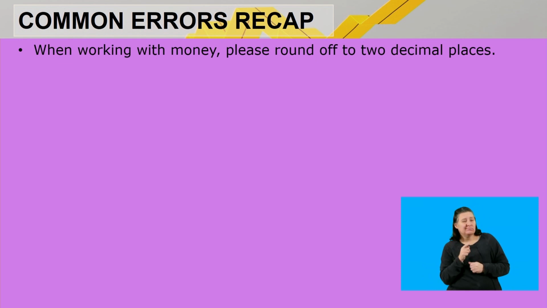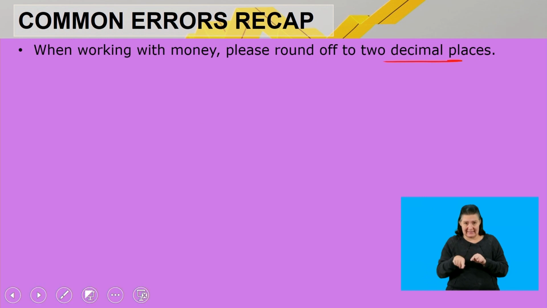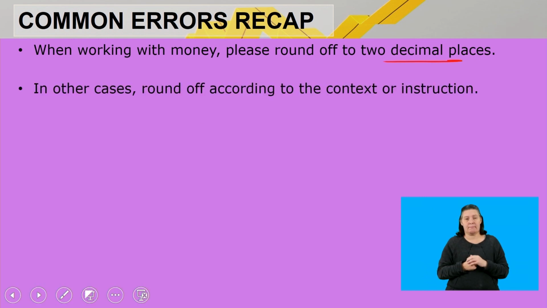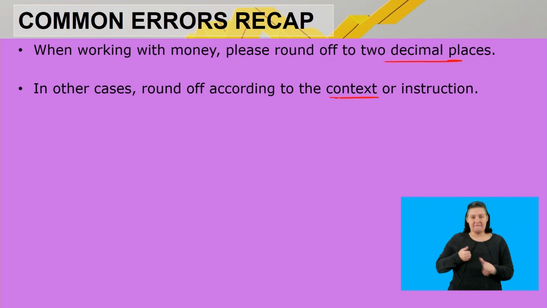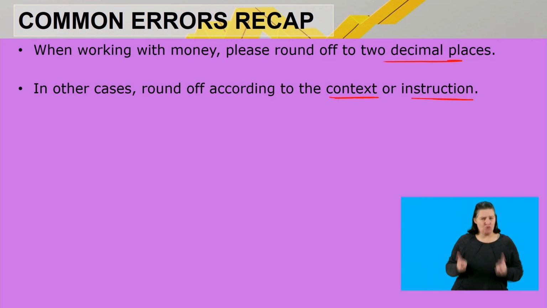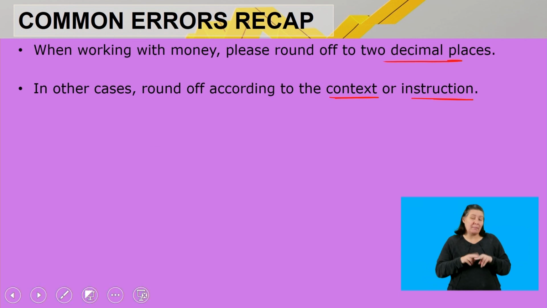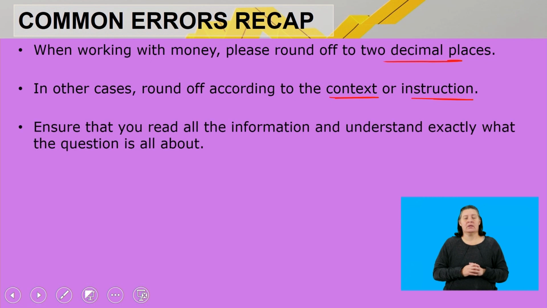These are common errors that we observe, and I would like you to avoid them at all costs. So first of all, when we work with money, we always round off to 2 decimal places, unless in other cases, of course, you round off according to the context or the given instruction. So that's very key. 2 decimal places normally, or according to the context or the instruction given.